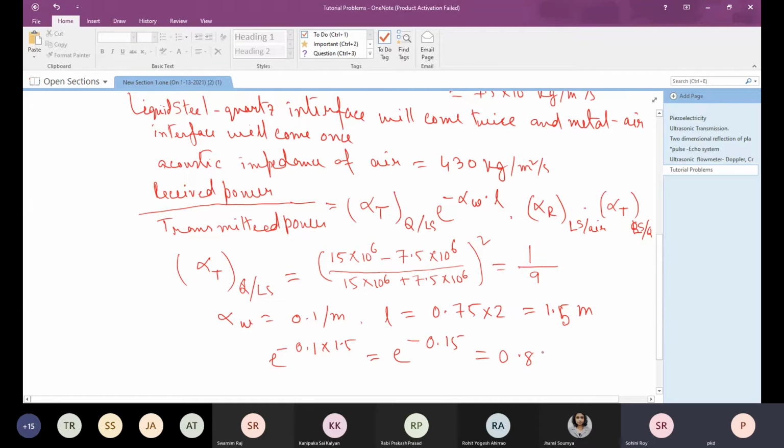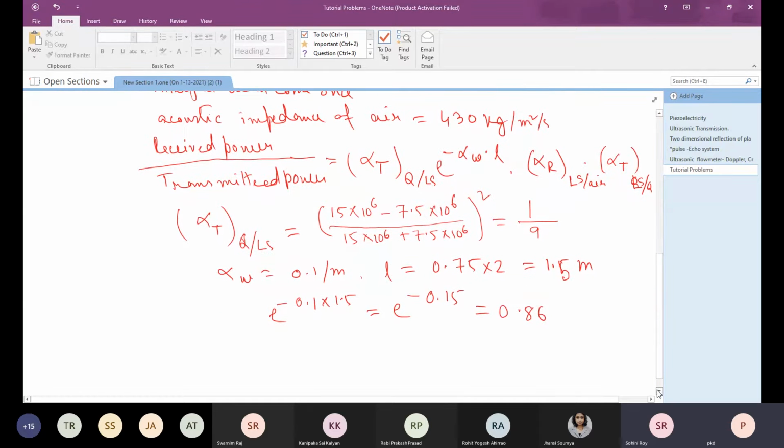Yes, sir. Overall it's 0.0956, including the alpha t term. Oh, you mean to say received power by transmitted power? Sir, I mean alpha t to the power minus that one is 0.0956, dividing it by 9. So this one is correct. Okay, this is okay.